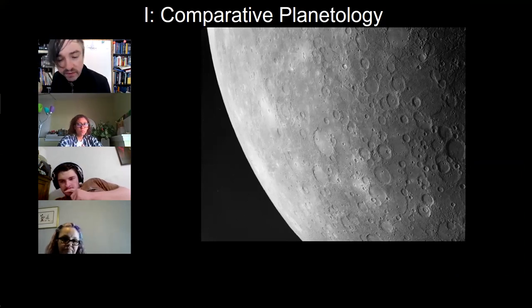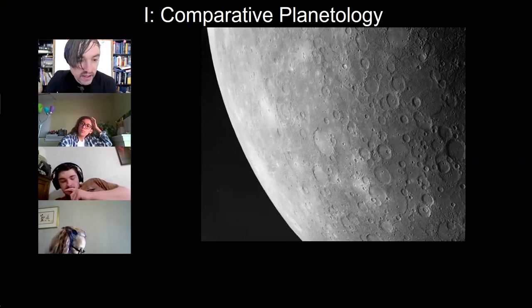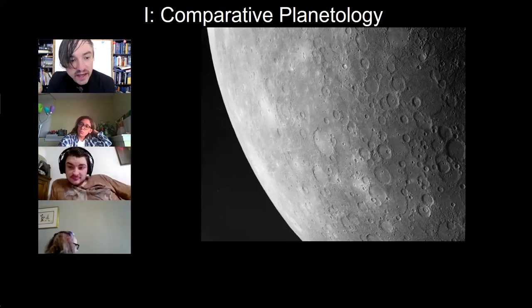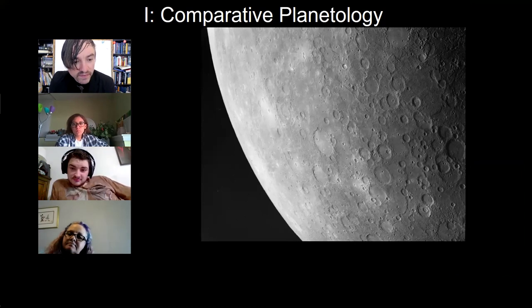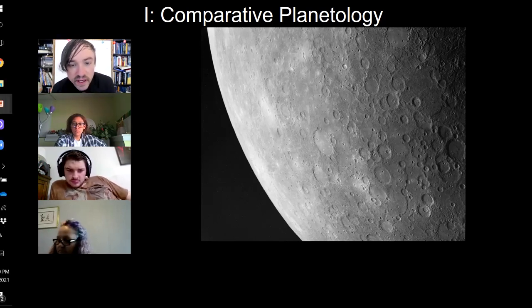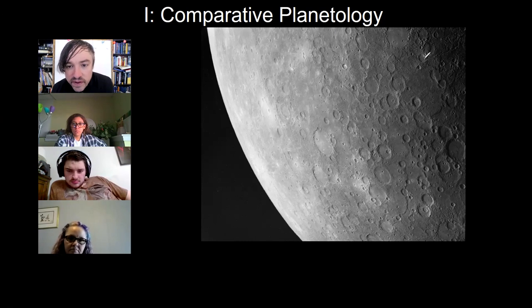To you, it looks like a big rock in space with a bunch of craters on it, and you're most familiar with the moon. But if you have a trained eye, there are small but important differences on the surfaces of the planets that differentiate the surface of Mercury from the moon. One of the things that I notice, I don't see any reason to keep you in suspense.